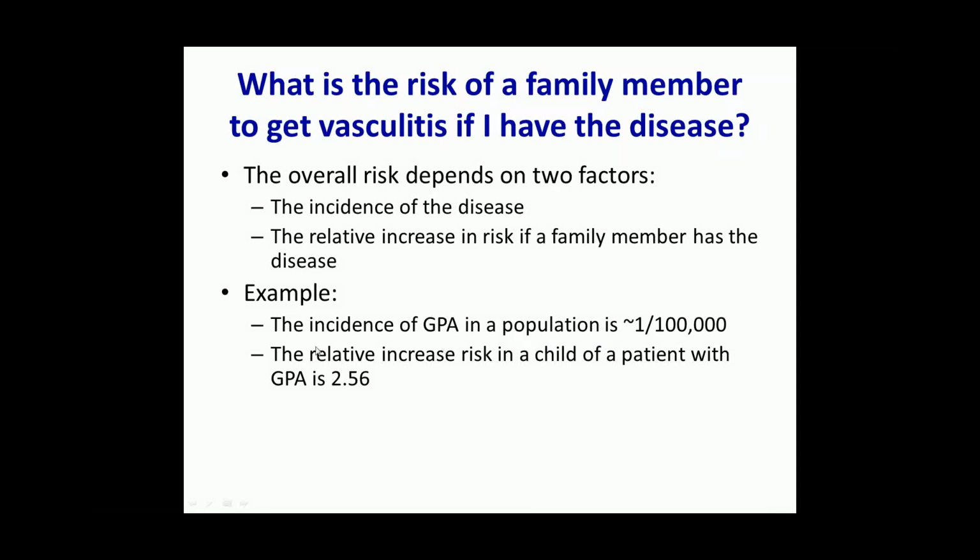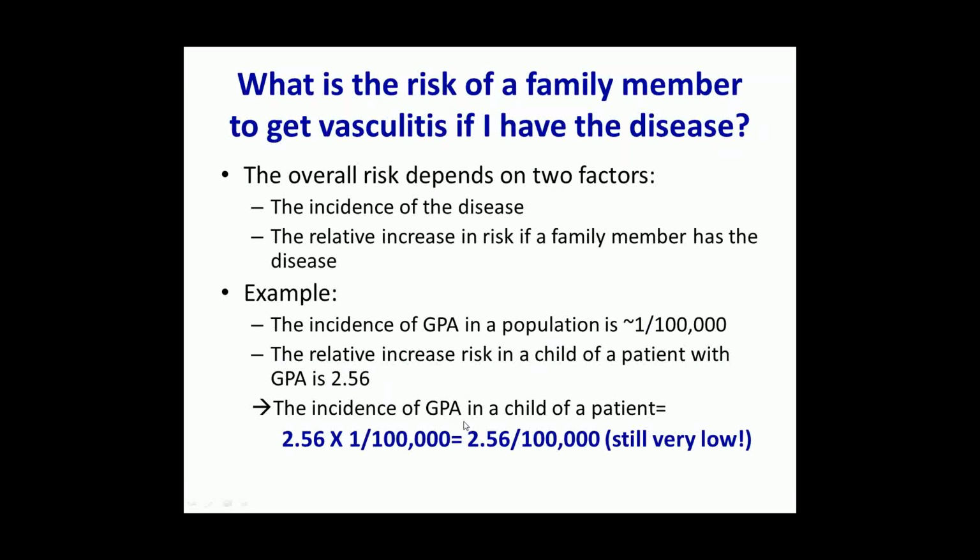So in this population, the relative increase in risk in a child of a patient with GPA was 2.56 fold compared to the general population. So it seems that you increase the risk by 2.56 times the general population. But remember, the overall prevalence of the disease is 1 per 100,000. So when we do the math, the incidence of GPA in a child of a patient is 2.56 times 1 in 100,000, which is 2.56 per 100,000, which is still very low. In other words, the risk that your child will get the disease because you have the disease is very, very low. And this is very important to clarify.